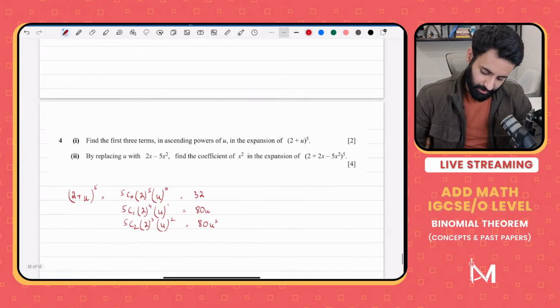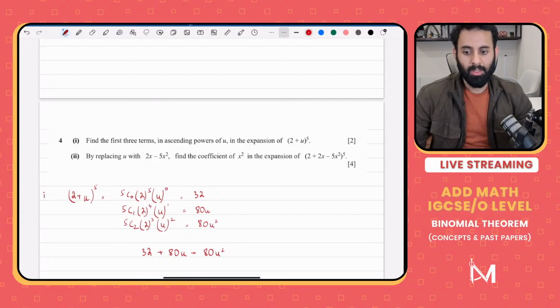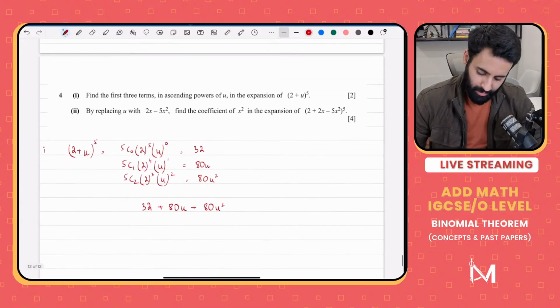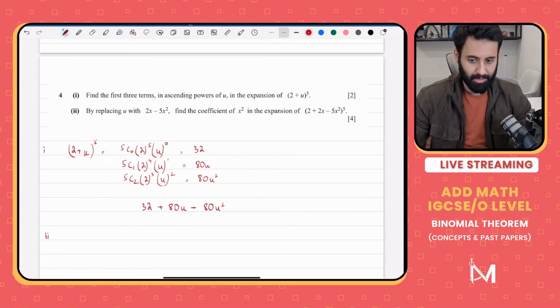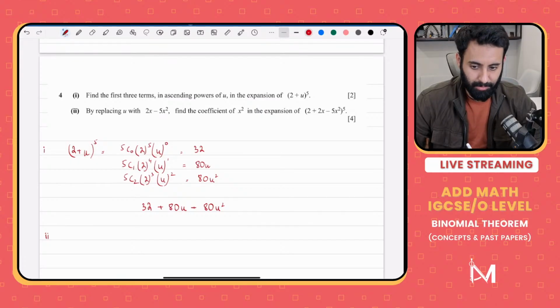So the answer, let's write it nicely: 32 plus 80u plus 80u square. That's the answer. Yeah, APGP part 2 bhi due hai. I think after permutations and combinations, let's do APGP part 2.